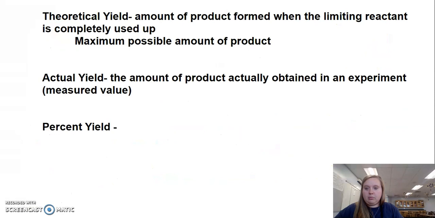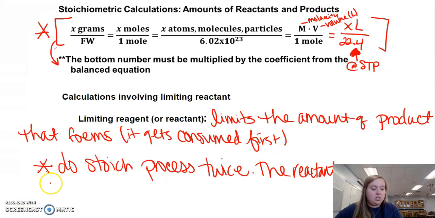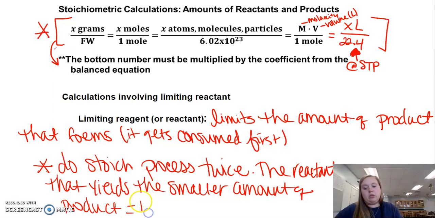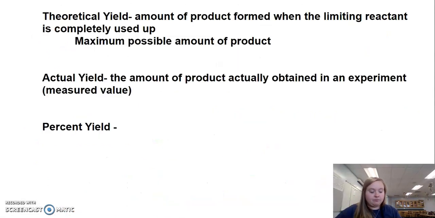So, let me go back. The reactant that yields the smaller amount is going to be your limiting reactant. And then the other one's called an excess reactant.